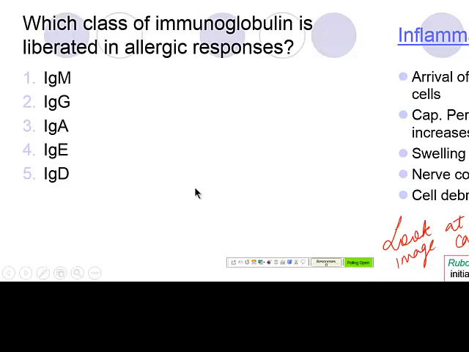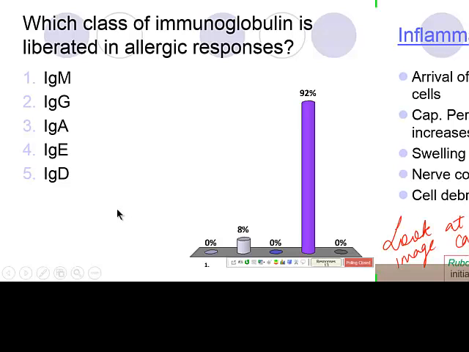Which class of immunoglobulin is liberated in allergic responses? I'd be very disappointed if we didn't get 100 on this one too. IgE, yes, IgE. IgG is most plentiful, but IgE is specific to allergic responses.